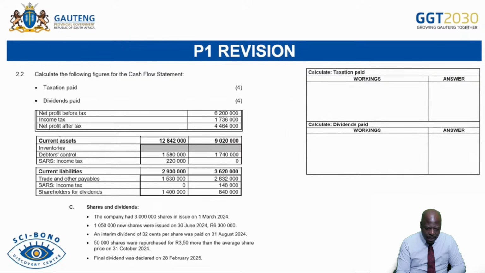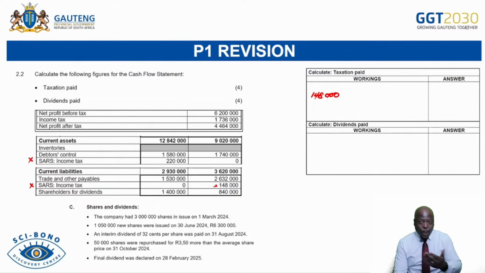So this is an extract, as you can see. When we're looking for SARS income tax, here's SARS income tax, and here's SARS income tax. Under assets at the beginning of the year, there's no amount. But under liabilities, we have 148. So we are owing for SARS income tax. So I'm going to take my 148,000.